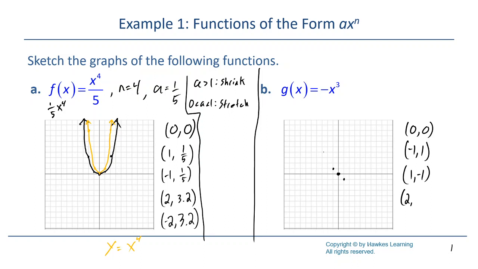Same thing with 2. 2 cubed is 8, but there's a negative out front, so it's negative 8. So 2, 3, 4, 5, 6, 7, 8. And then negative 2. Negative 2 cubed would be negative 8. There's a negative out front, so it's positive 8. And thus, 1, 2, 3, 4, 5, 6, 7, 8. There we go. And thus, it just kind of does something like that.